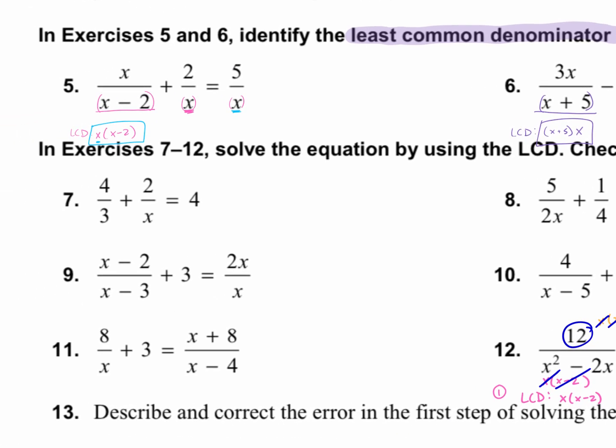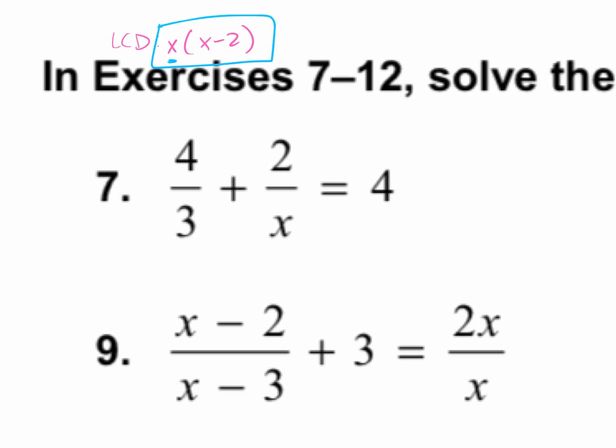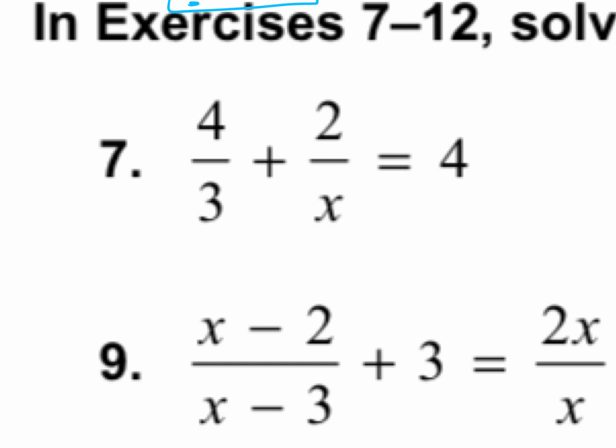Let's go to number 7. Okay, so we are solving. Just like before, we need to find our least common denominator first. So starting with our first denominator, that would be 3. Moving on to the second, we have x.